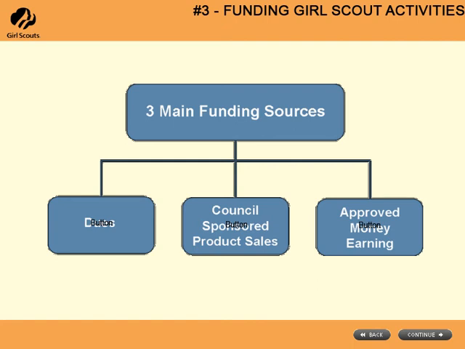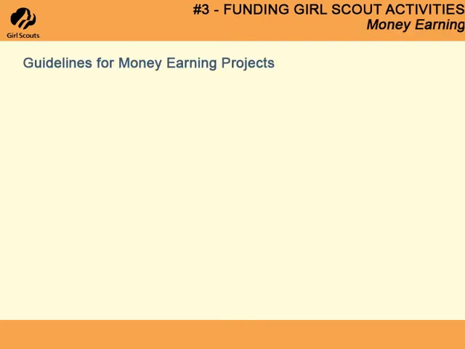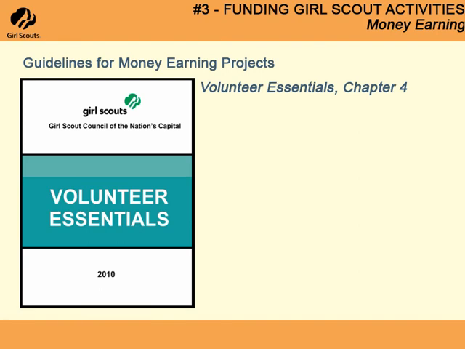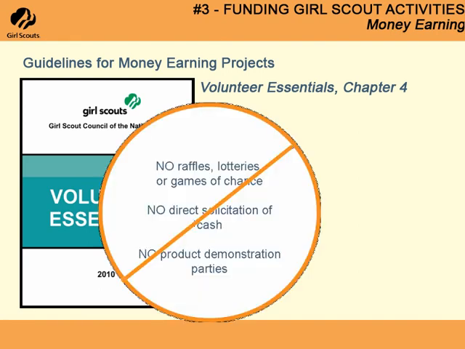As mentioned before, all money-earning activities must first be approved by your service unit manager. Troops should review Chapter 4 of Volunteer Essentials before planning their money-earning events. In particular, Girl Scouts are prohibited from using raffles, lotteries, and games of chance, the direct solicitation of cash, and product demonstration parties.